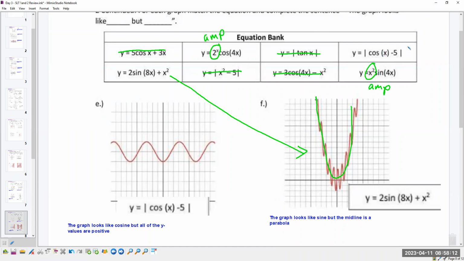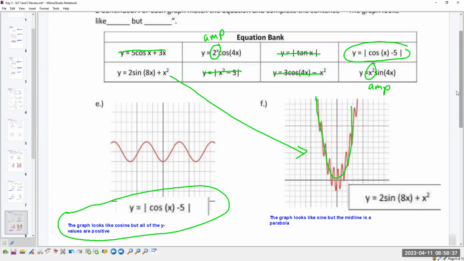So I was like, this kind of makes sense. If you think about it, cosine x minus 5, and then because minus 5 would bring the whole graph below the x-axis, now all the points are above the x-axis. That's what made me pick the absolute value of cosine x minus 5 for letter E. Again, letter F, I knew it's got that midline is a parabola, so that was not so bad.